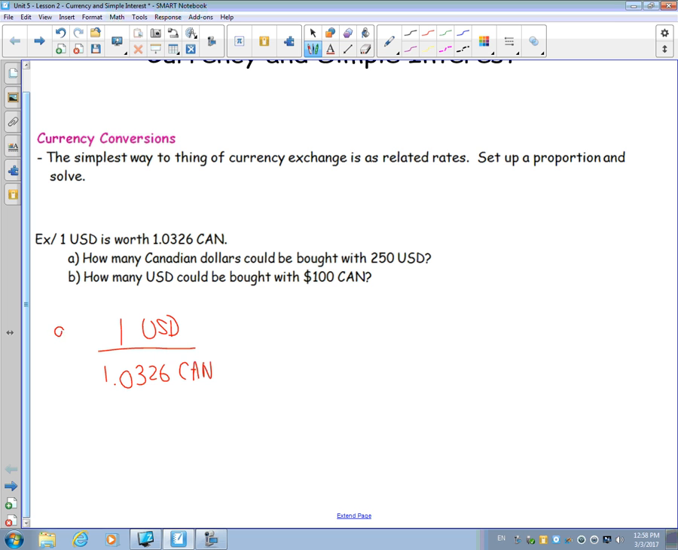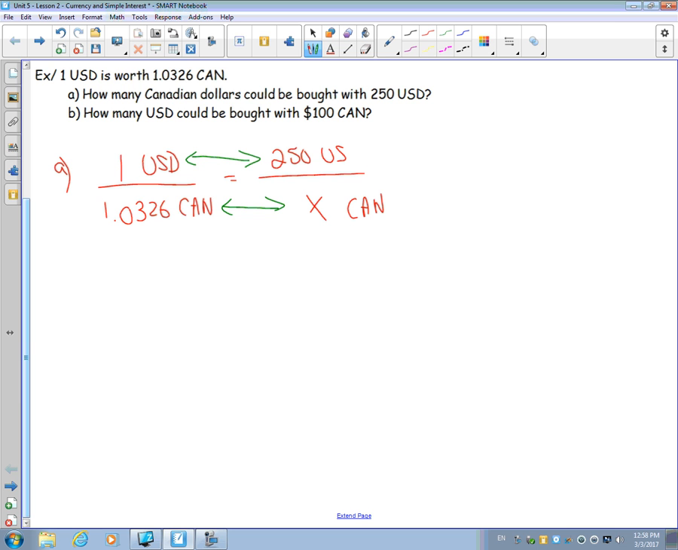In part A here, we're asked how many Canadian dollars could be bought with 250 US. Well, I'm told 250 US. I want to know X Canadian. Only thing to be careful about here is that you have the same kind of units on the top as you do on the bottom. Okay, to solve these things, we can cross multiply. 1 times X is X, and 250 times 1.0326 is $258.15 Canadian. Okay, just solving related rates, proportions.